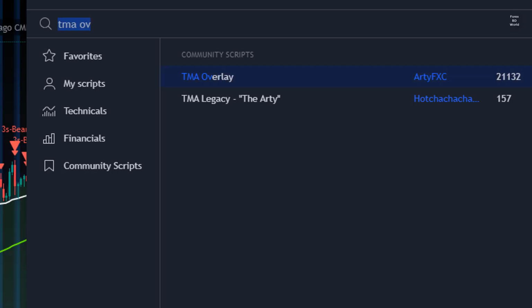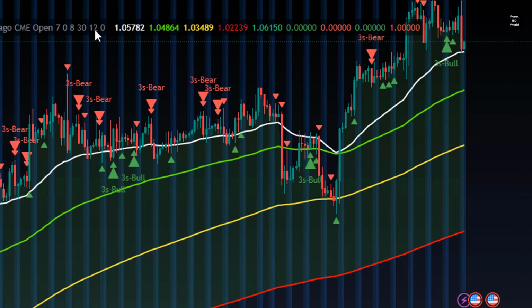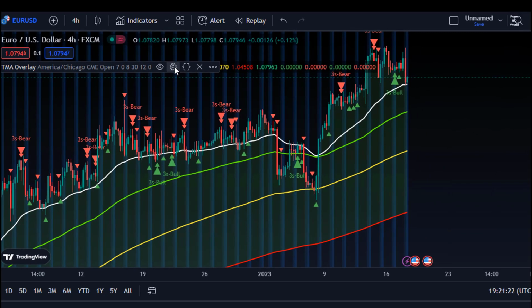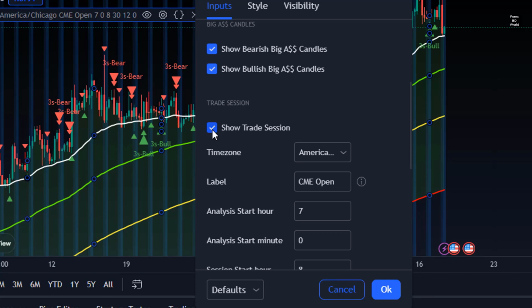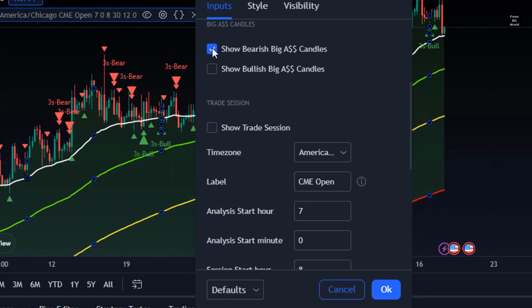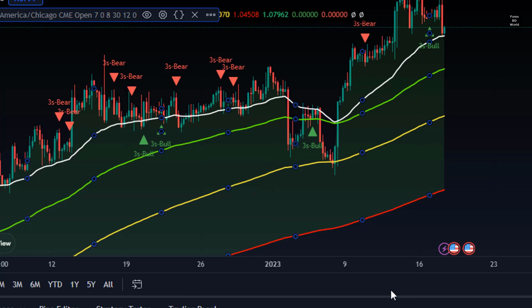We have set up this indicator, and now we will do some settings. So we have clicked on the settings option, and from here come to the input option and remove the tick mark from these three options. I repeat, remove the tick mark from the last three options, then click on OK. So this is for our first indicator.